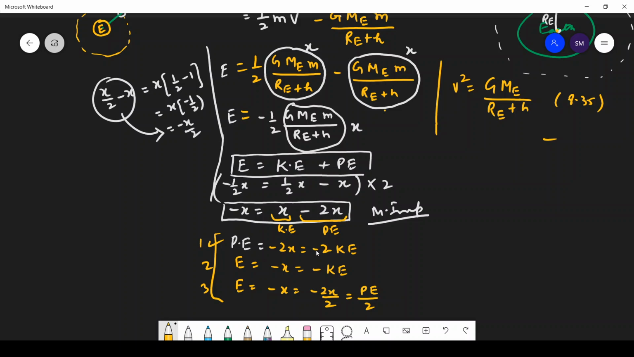So potential energy is equal to minus 2 into kinetic energy. Energy of the orbiting satellite is equal to the negative of the kinetic energy, or energy is equal to potential energy divided by 2. So the important thing is that your net energy is negative. So what does this mean? This negative sign means that this is not free. This is under the influence of the gravitational pull of Earth. It cannot escape from Earth.